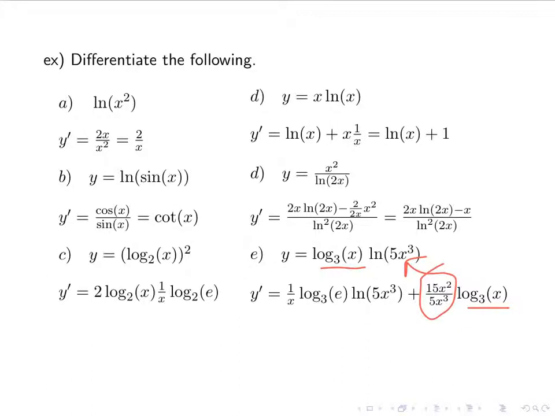And then again, I'm going to simplify. I have 15 divided by 5, that's a 3. X squared over x cubed, that's 1 over x. Both of these terms will end up with a 1 over x, so I'm going to pull that out and just make it a fraction. So I have log base 3 of e times ln of 5x cubed plus 3 log base 3 of x all over x. So that's just simplifying it, making it look nicer.